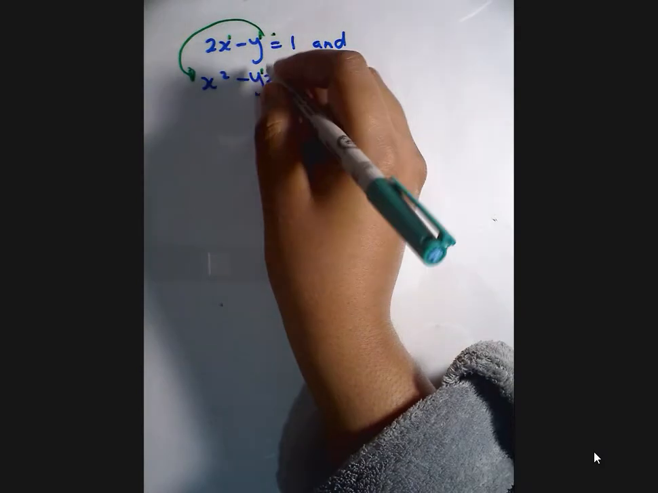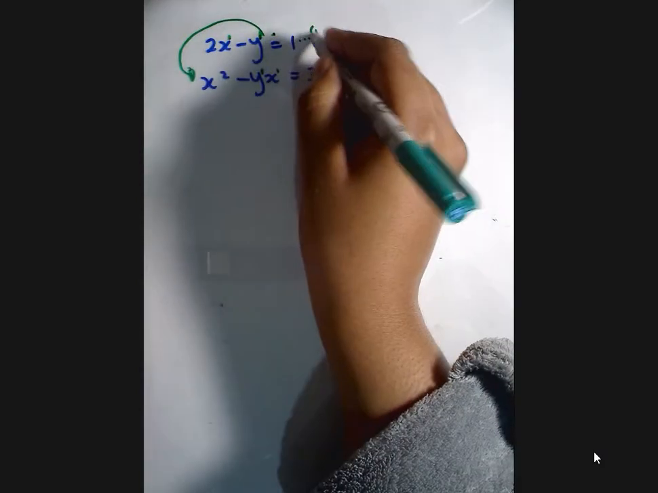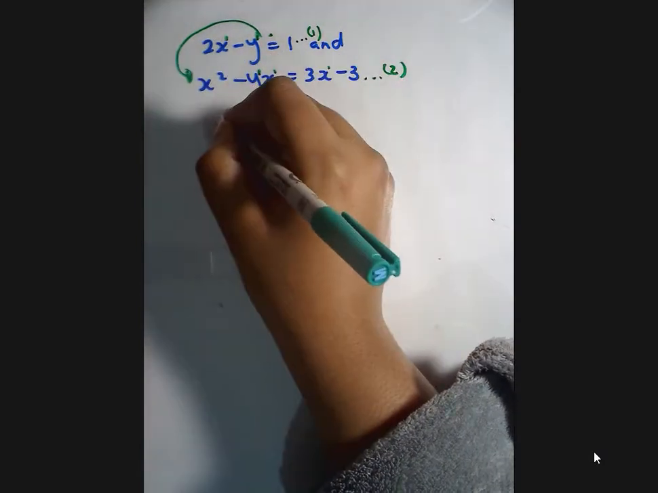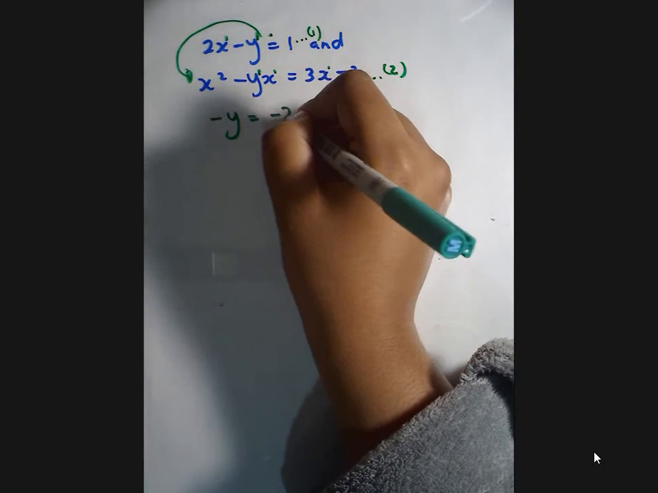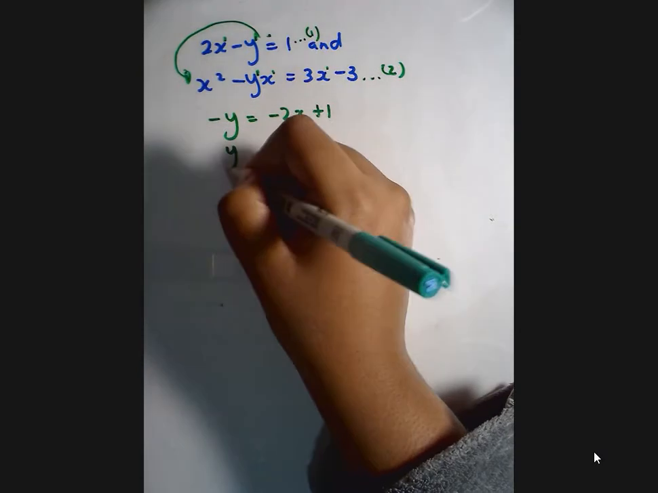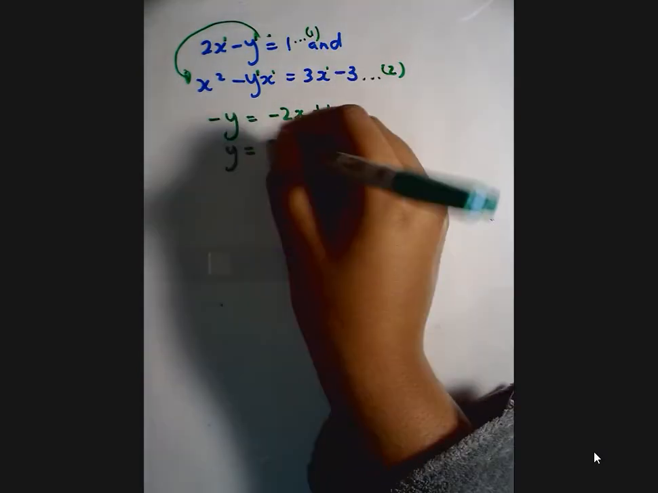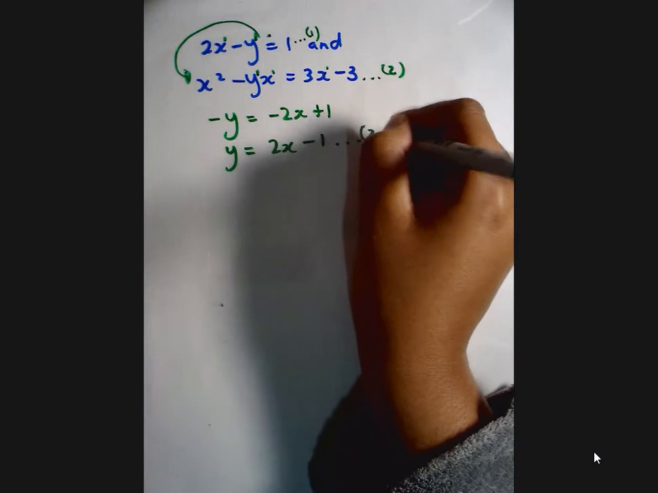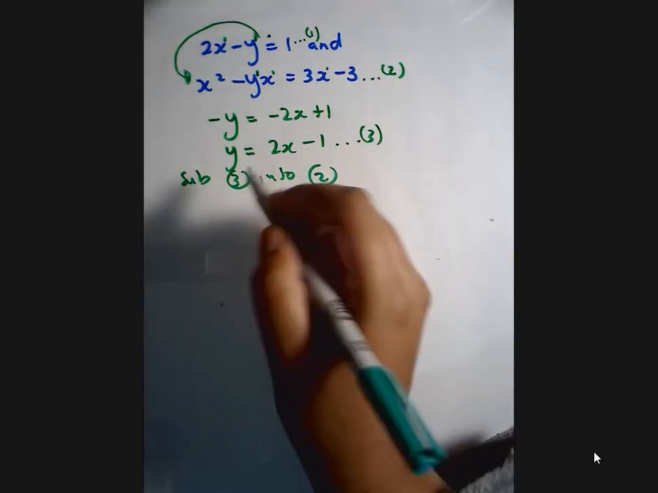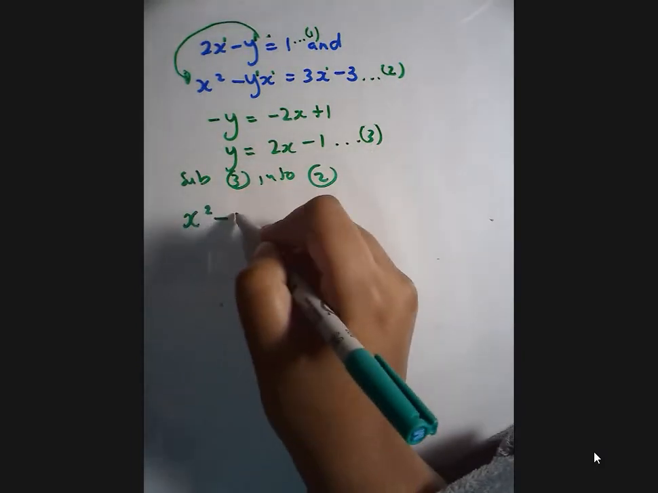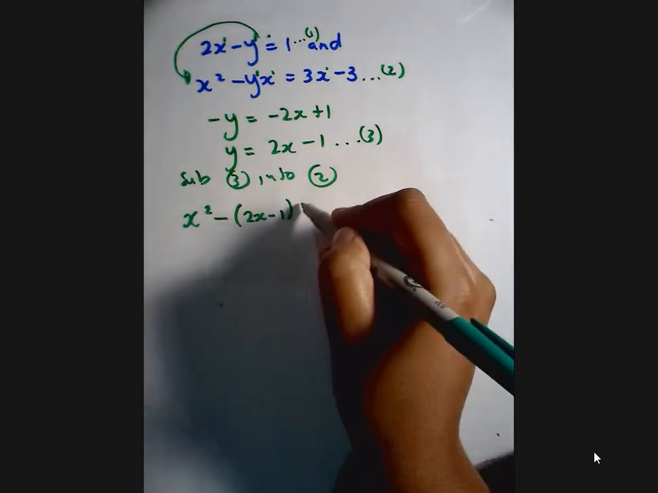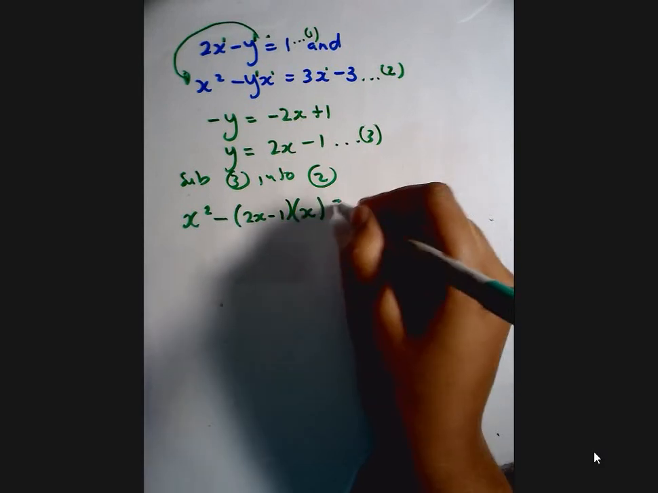So I'm going to say this equation number 1 is now going to become, and this is equation number 2, this is now going to become like this. So minus y is equal to minus 2x plus 1. But I don't want a minus y, so I'm going to say y is equal to, divide everything by negative, 2x minus 1, and we call this equation number 3. Then I'm going to substitute 3 into 2. So I'm going to say x squared minus, instead of having a y, I'm going to put this part here in, 2x minus 1, and then there's the x value next to it, so multiply by that, equals 3x minus 3.